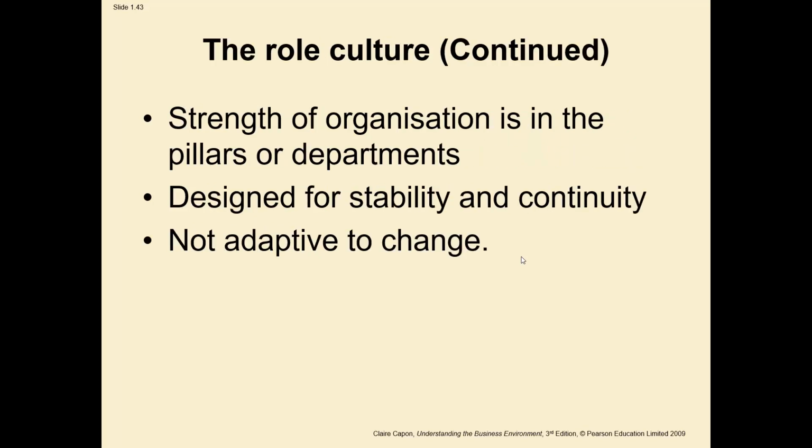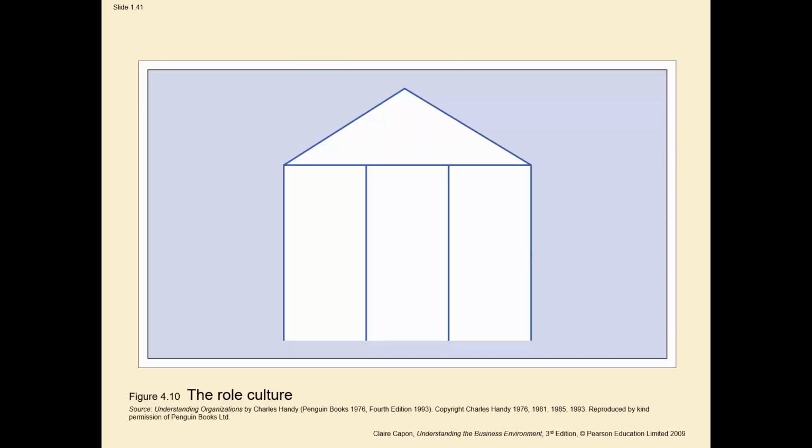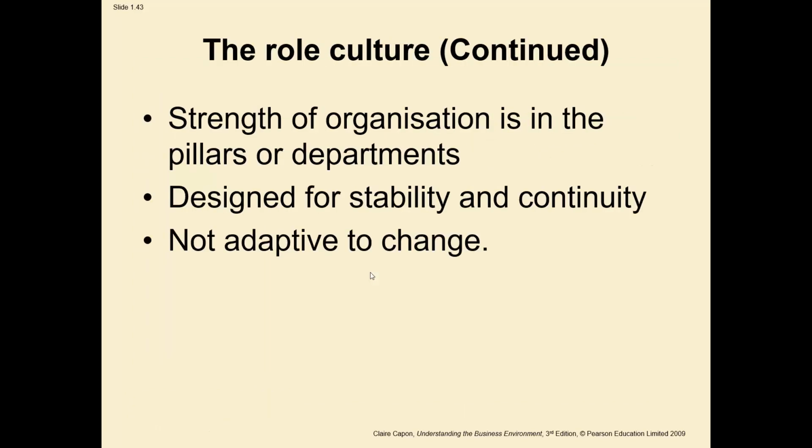Okay, the strength is obviously in the pillars, which are the departments, so as I said, each one of these pillars holds up the overall organization. So if a pillar becomes weakened, guess what? It can actually lead to the fall or the collapse of the entire organisation. It's designed for stability and continuity and is not adaptive to change. It doesn't change, or it is quite difficult to change. So, for example, to insert a new pillar, you would actually have to weaken or remove an existing one.